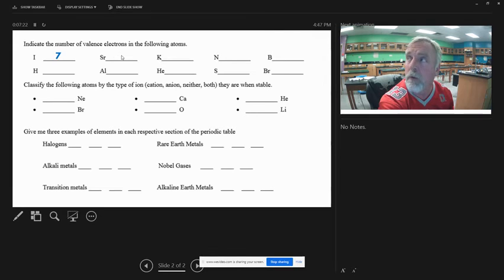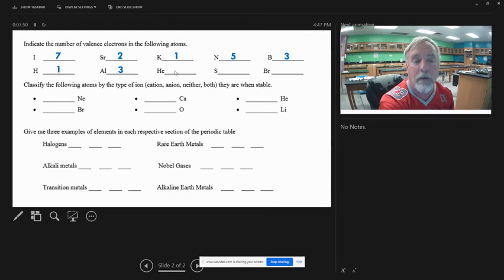Strontium, group 2, 2 valence electrons. Potassium, group 1, 1 valence electron. Nitrogen, group 5, 5 valence electrons. Boron, group 3, 3 valence electrons. Hydrogen, group 1, 1 valence electron. Aluminum, group 3, 3 valence electrons.